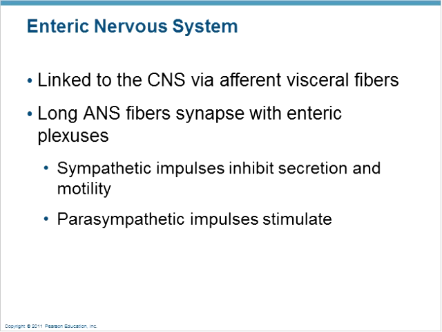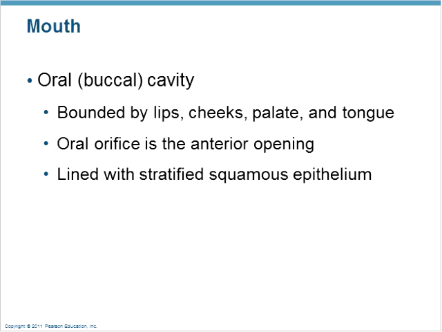The enteric nervous system is linked to the central nervous system via afferent visceral fibers. The long autonomic nervous system fibers synapse on the enteric plexuses, and the sympathetic impulses inhibit secretion or motility, and the parasympathetic impulses stimulate secretion and motility. That makes sense. Sympathetic wants to shut down the GI system when you're in a fight or flight situation. The parasympathetic wants to make the GI tract work better, harder, faster, if you will, so we can absorb better.